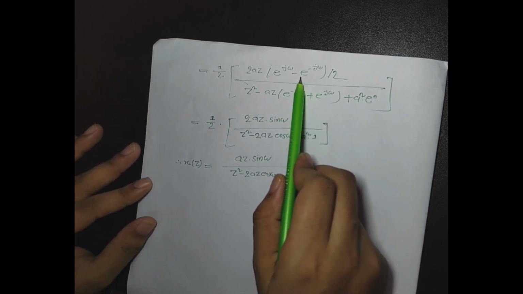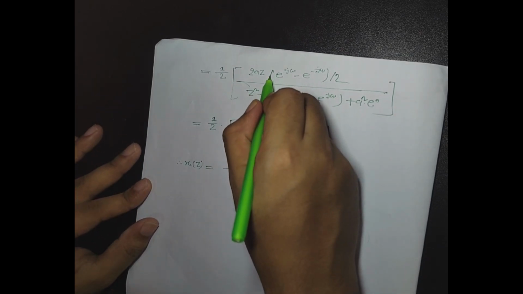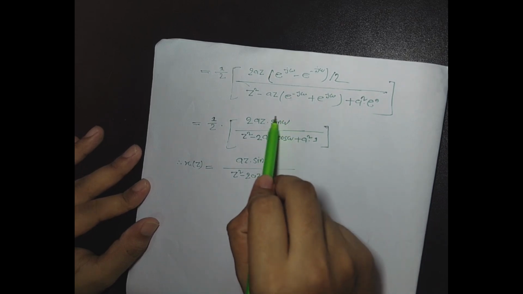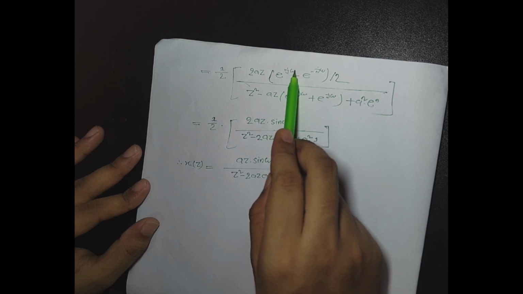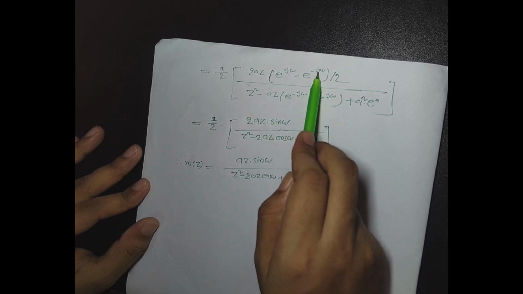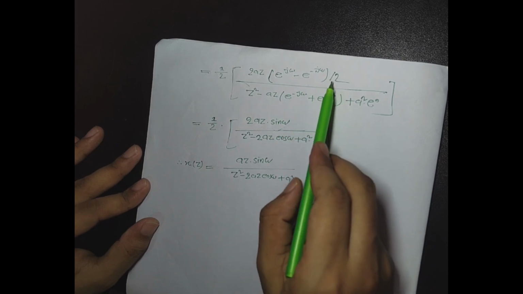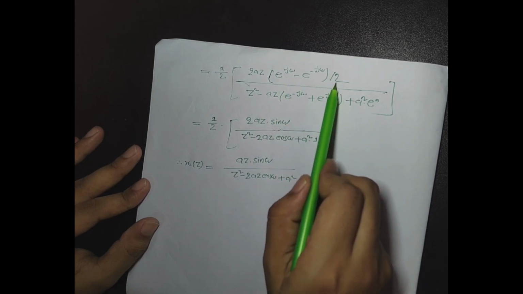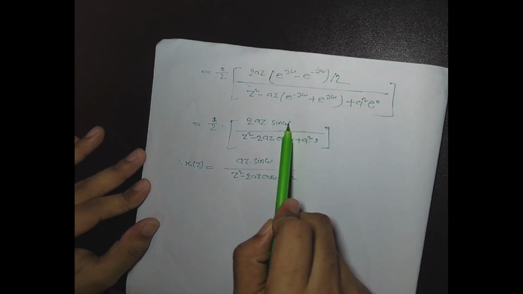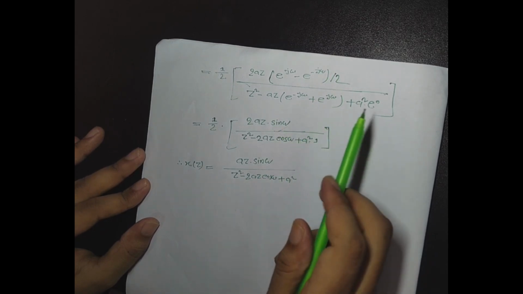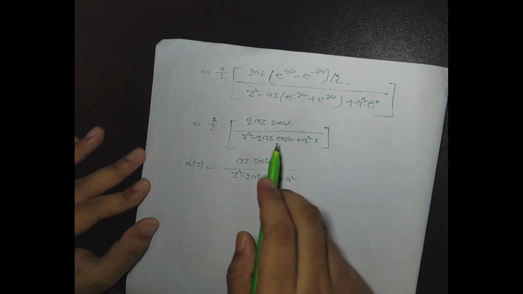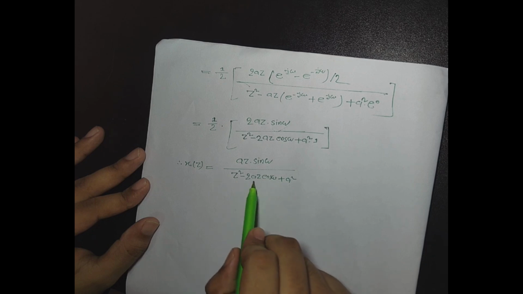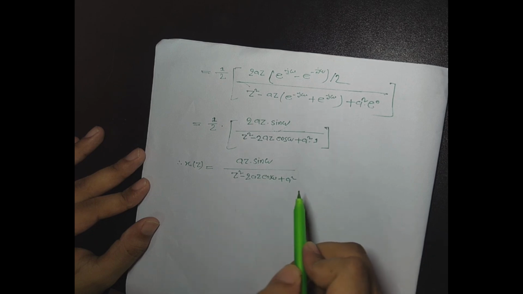Here in this line, from the sine formula we know that sin ω equals e to the power jω minus e to the power minus jω divided by 2, or e to the power jω minus e to the power minus jω by 2 equals sin ω. This is the sine formula. And finally the answer is az sin ω divided by z square minus 2az cos ω plus a square.